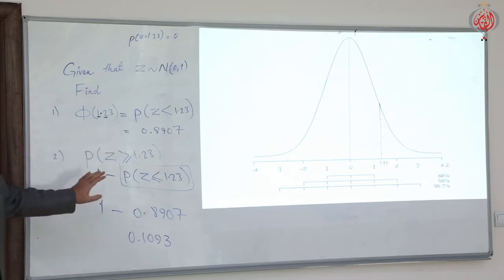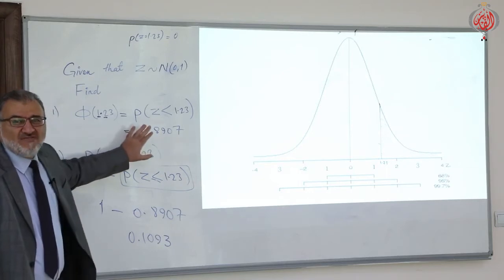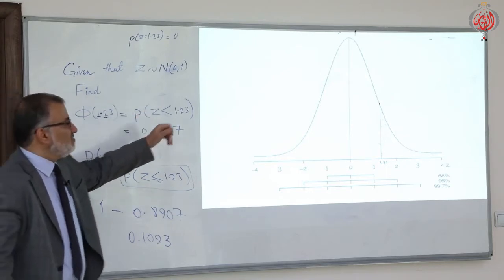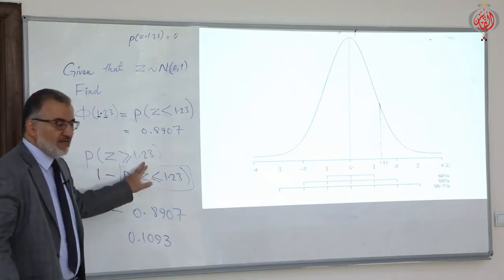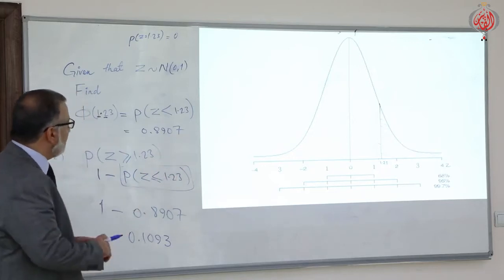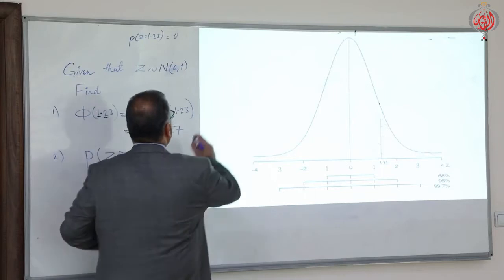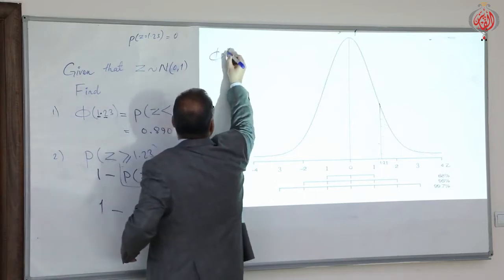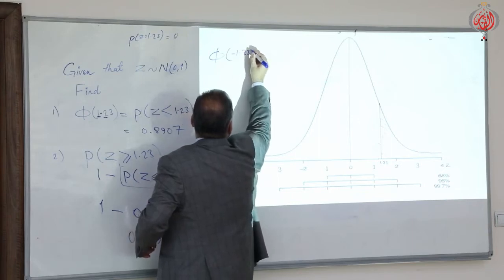That's why, always, if you have the probability of Z more than a positive value, directly without going to the normal curve, make it 1 minus the probability of less than this. But this is the explanation of the idea. Okay, let's now find the third point, which is phi of negative 1.23.